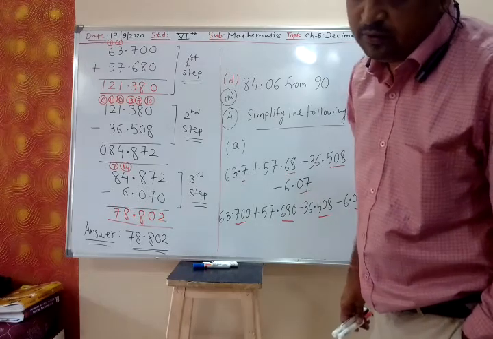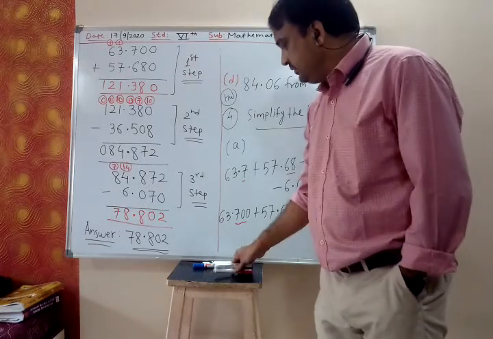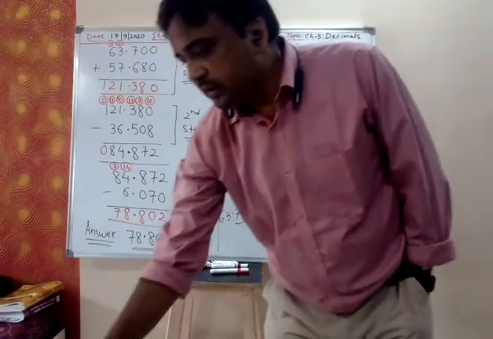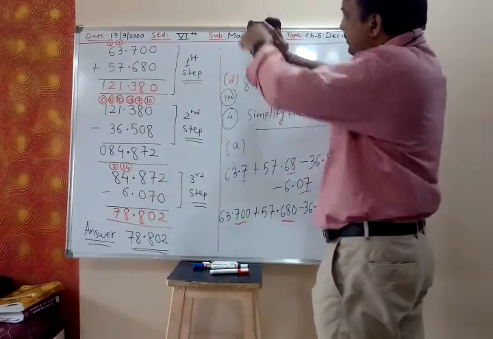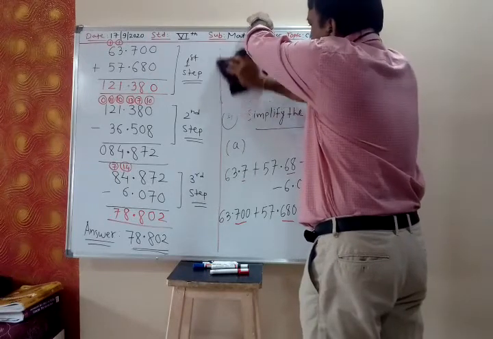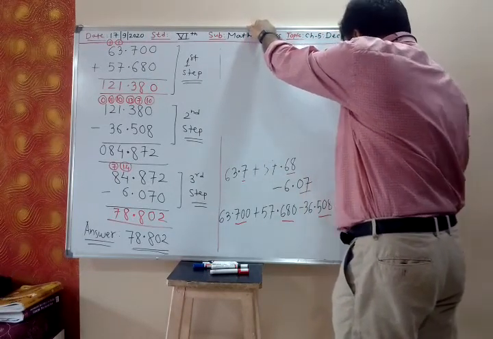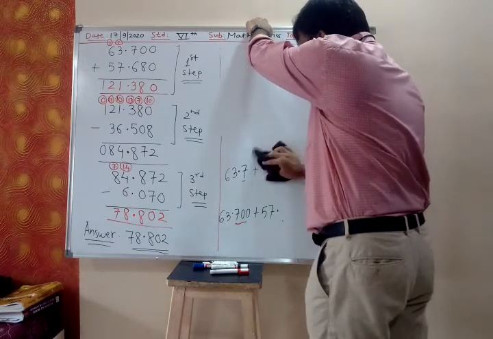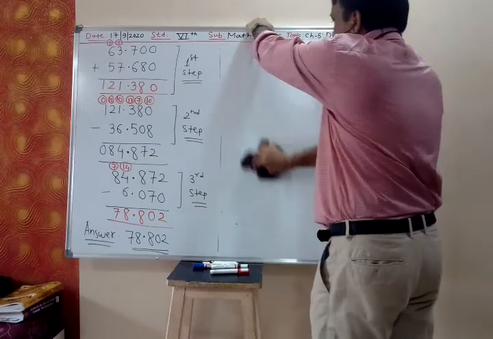I have to do the B part. We have to do the B part because B part is slightly different.